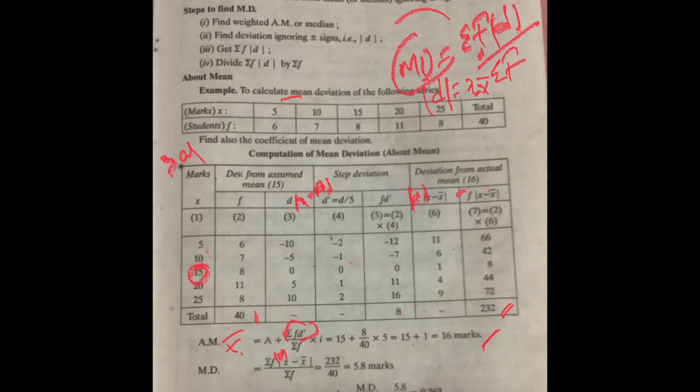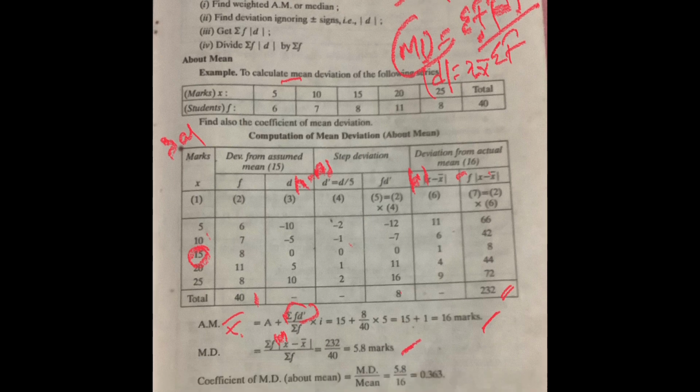So this summation of d modulus is 232 divided by summation of f, which is 40. When you divide this, it will be 5.8 marks. In the same way you can also find the coefficient of mean deviation about mean.